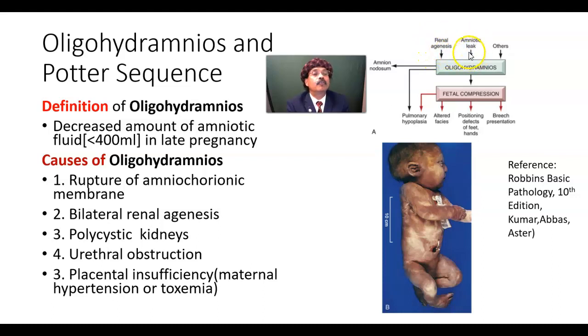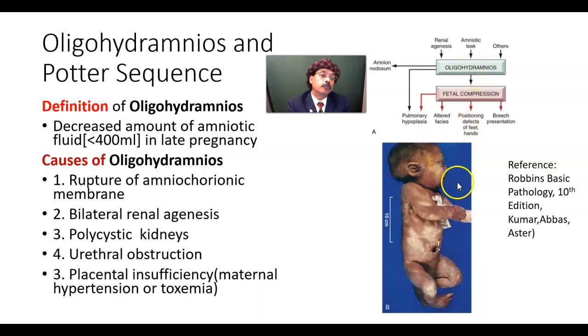Amniotic leak is a very common cause of oligohydramnios. At least around 10 to 15% of cases are due to amniotic leak, with loss of amniotic fluid, so there will be oligohydramnios. Other causes, as we just discussed, may be urethral obstruction, especially in male children, urethral atresia, or placental insufficiency. They all lead to oligohydramnios.